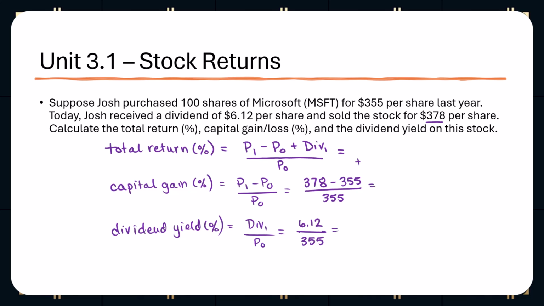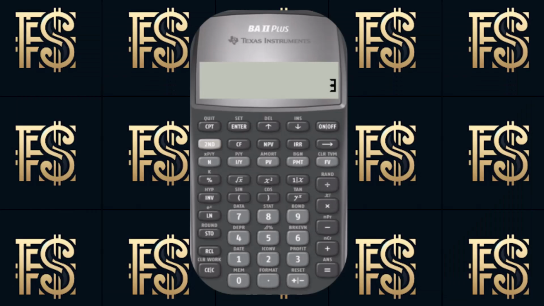So we'll get 2 percentage returns there. Once we have that information, we can add those together, and what we get will be the total percent return, which we can obviously check. We'll take 378 minus 355, all divided by 355. And we see that our capital gain percent return is 6.48%. For the dividend yield, we'll take the 6.12 and we'll divide that by the 355. And we see that our dividend yield in this example was 1.72%.